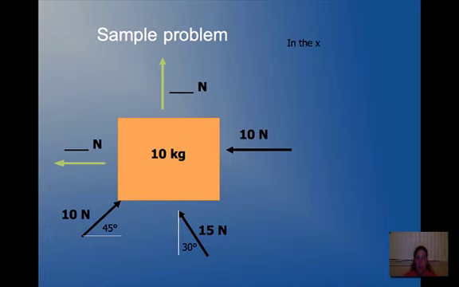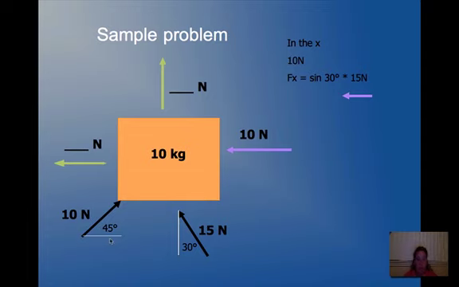Okay, first thing you need to do then is break it down. In the X direction we have 10 newtons right there. So that is a 10 Newton force. It's already in the X, so it doesn't have any components. We also want to break down the components of each of these. So let's do the 15 Newton one first. In the X, there's a component of it right here that is the 15 newtons times the sine of 30 degrees.